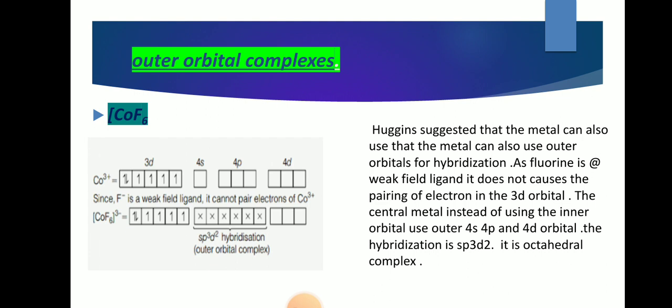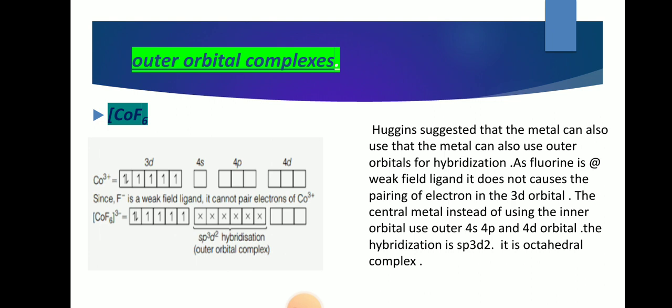In this slide we will discuss the outer orbital complex. I have already told you in the previous slides what outer orbital complexes are. So this one is the hexafluoridocobaltate ion. Huggins suggested that the metal can also use the outer orbitals for hybridization. As fluorine is a weak field ligand, it does not cause pairing of electrons in the 3d orbital. The central metal, instead of using the inner orbital, uses the outer 4s, 4p and 4d orbitals. The hybridization is sp3d2. It is an octahedral complex.